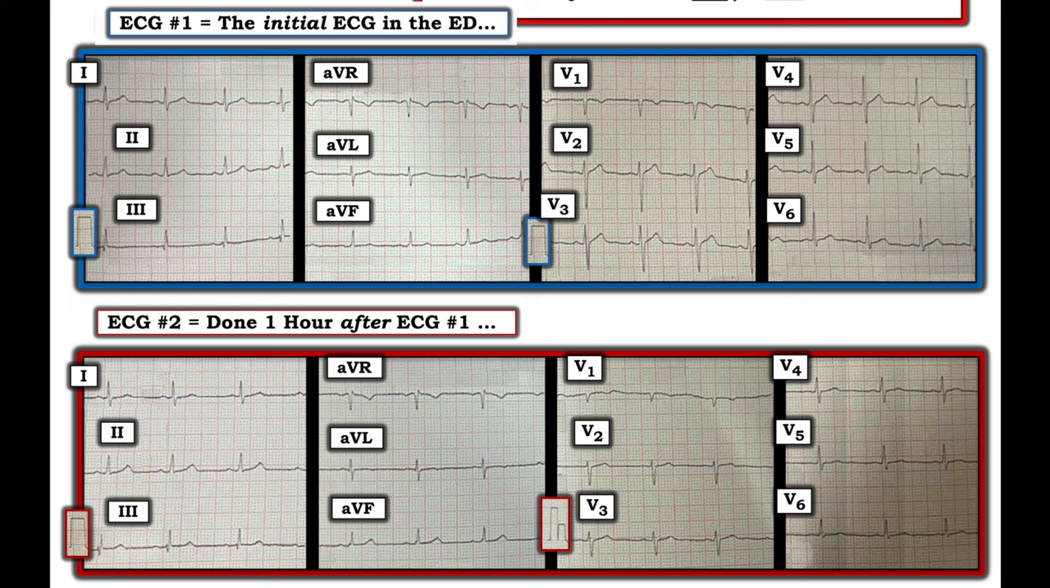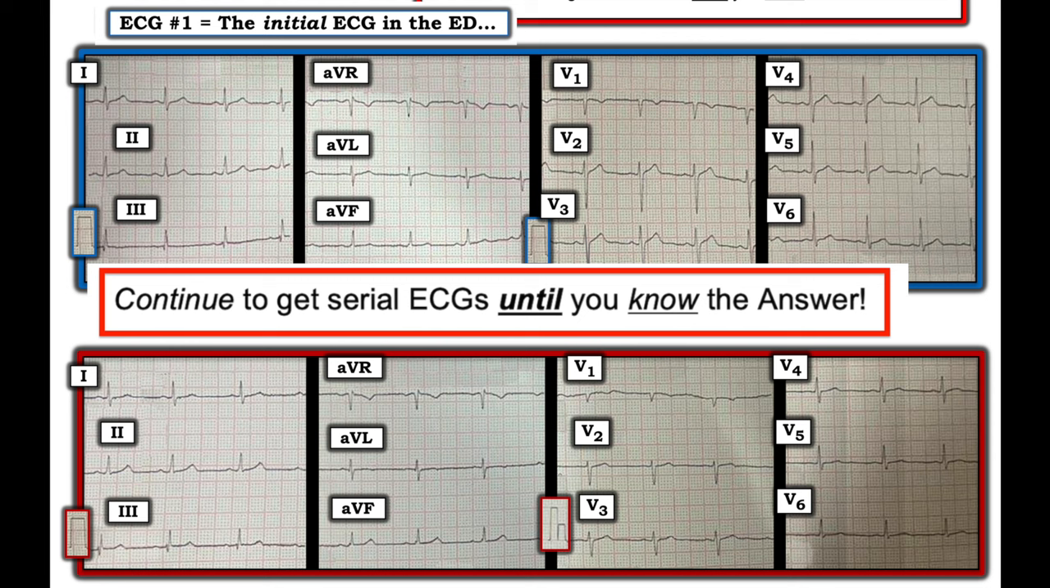If you are unsure, continue to get serial tracings until you know the answer. Realize that sometimes you've got to get them as soon as every 10 to 15 to 20 minutes until you know for sure what's going on.